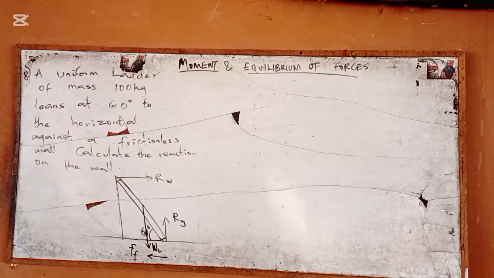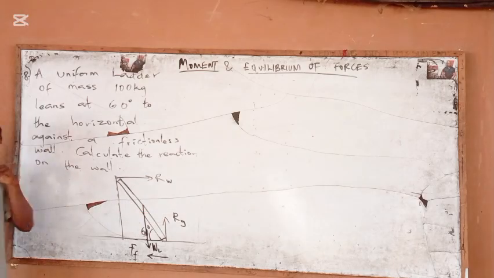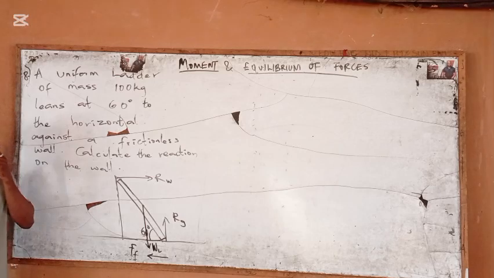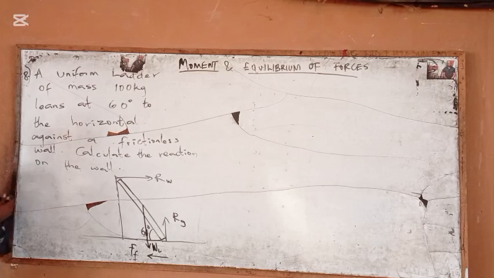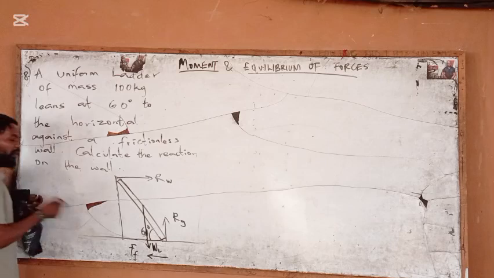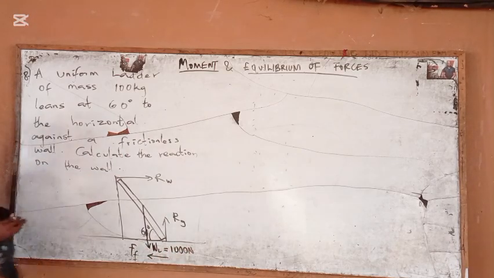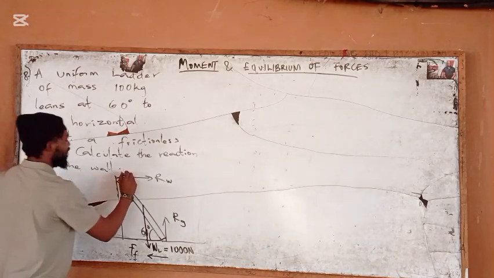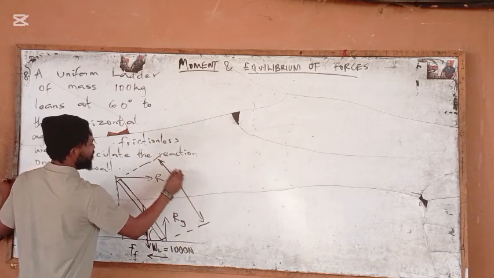But let's check again. Did they give us the measurement of this ladder from here to here? They did not. That means the length of this ladder, from here to here, is just the length. The ladder has a mass of 100 kg, which means the weight of the ladder will be 100 kg times 10. What do you have? 1,000 Newton. Now, the length of this ladder should be considered to be L. Is it not true?